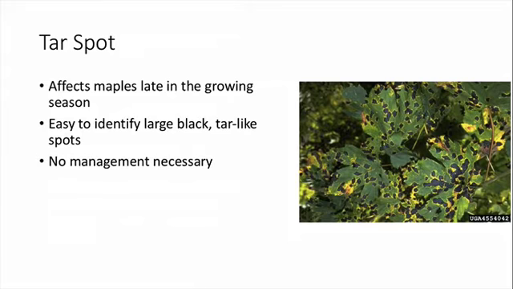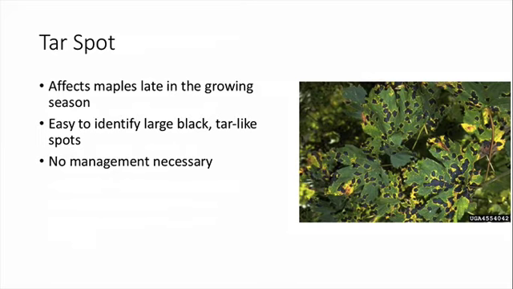Tar spot. This is one of my favorite diseases because it's pretty hard to misdiagnose, and the good news is, even though this looks really horrible, it actually has pretty much no effect on the tree. It hits maples, and it hits the maples in the late part of the growing season, and that's why it really doesn't have that much effect. It gets going, and it can be pretty amazing throughout the plant, with these vibrant tar-like spots all over the leaves.